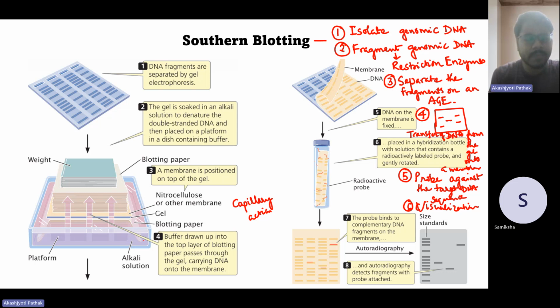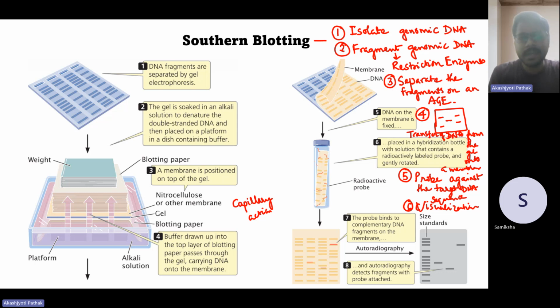They are dipped in the buffer, and so by the process of capillary action, this buffer will move through the blotting paper. As the water gets soaked from the blotting paper onto the gel, the DNA will move from the gel onto the nitrocellulose membrane. So buffer drawn up into the top layer of the blotting paper passes through the gel, and along with it, what will it carry? It will carry DNA onto the membrane.